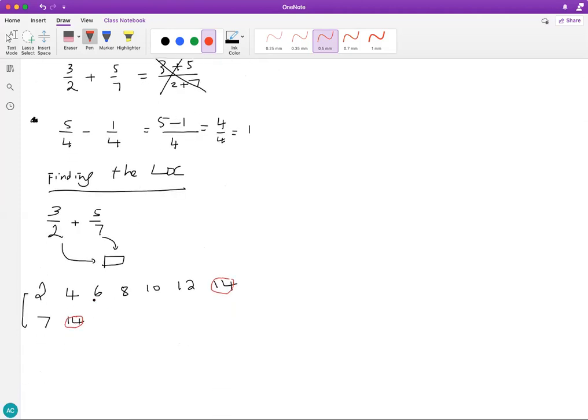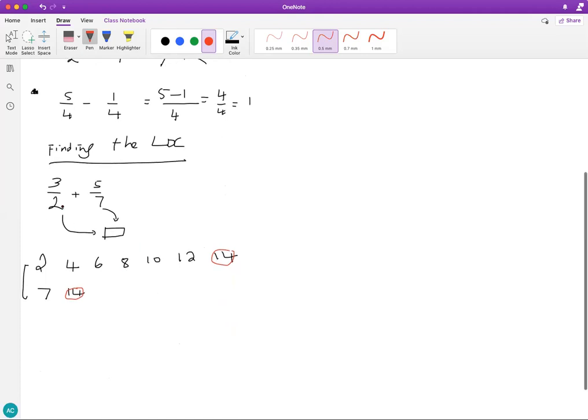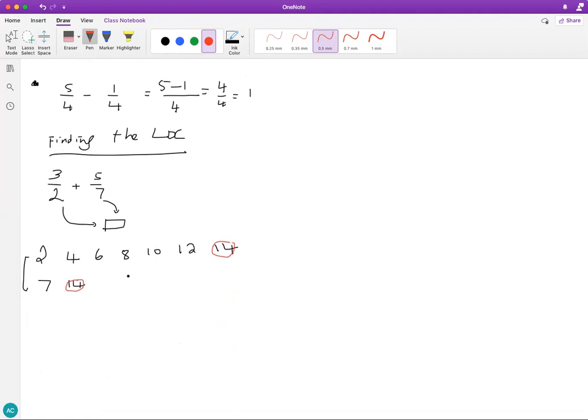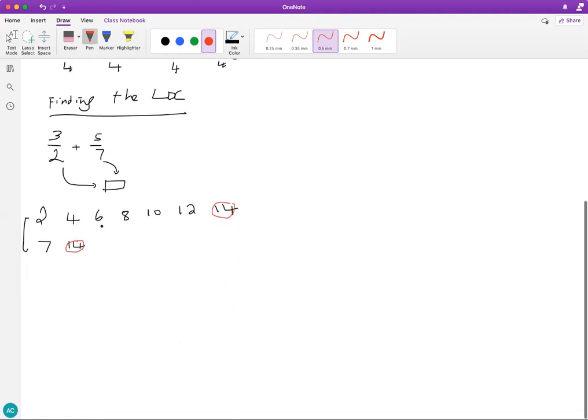If you can't see it right away, you can always do multiples. Doesn't matter how many denominators you have. You could have 3 fractions. You do the same thing: you add the third denominator and you just do multiples until you find a common multiple. So this is what we call the common multiple, or LCD, equals 14.